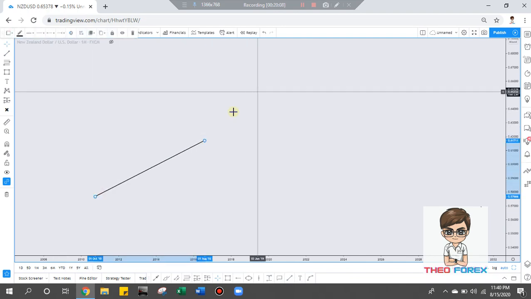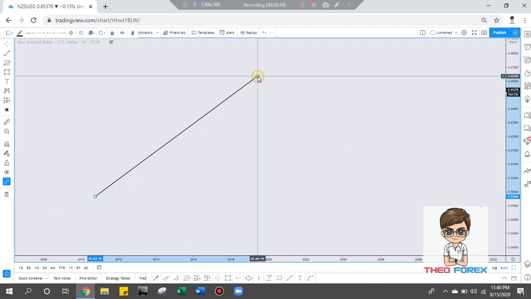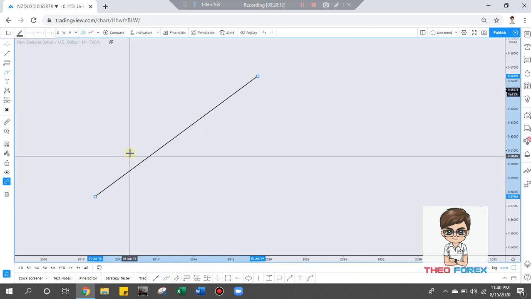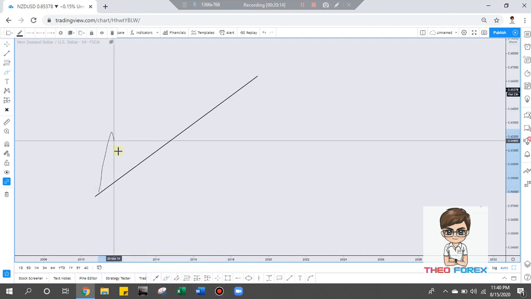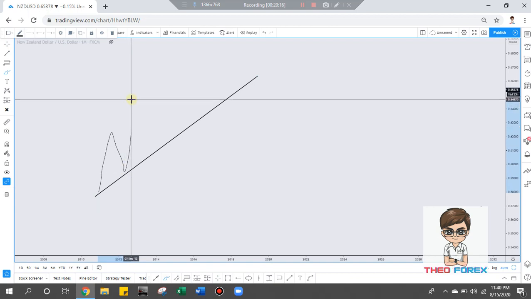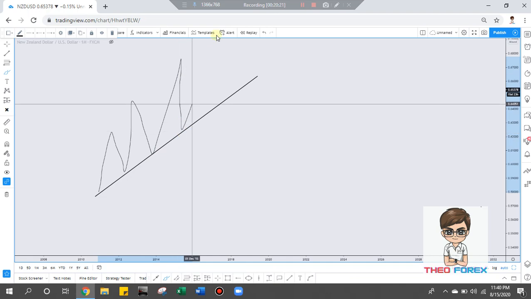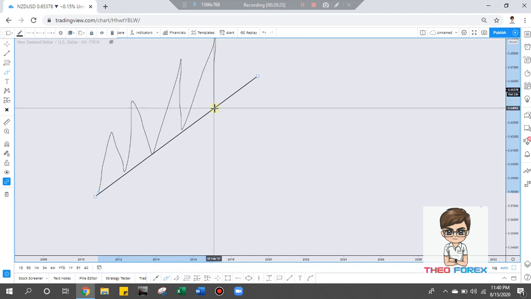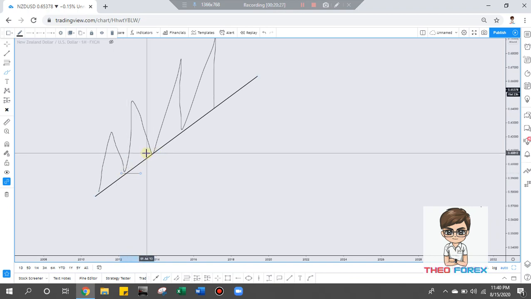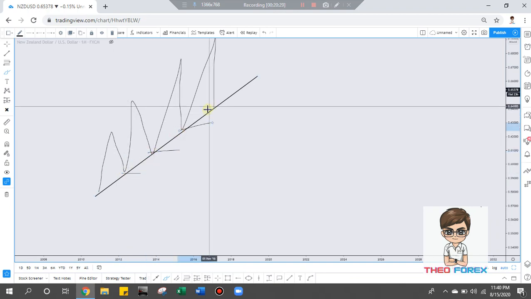This is a trend to the upside. Remember, price is moving in a trend. It will do like this, come back, move like this, come back, move like this, come back, move like this, come back. Now, what are we looking for? We're looking for opportunities to buy here, to buy here, to buy here, to buy here.